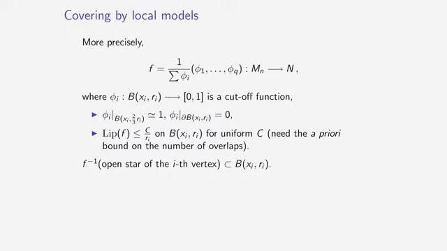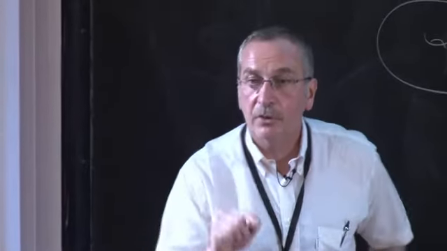And the next thing which is useful is the pullback of the open star of the ith vertex. Take a vertex, and the open star is the union of the open simplices which touch this vertex. If you remember, a vertex is one ball, an edge is the intersection of this ball with something else, a triangle is the intersection of this ball with two other objects. So the pullback of the open star of some vertex is included in the ball which corresponds to the vertex.